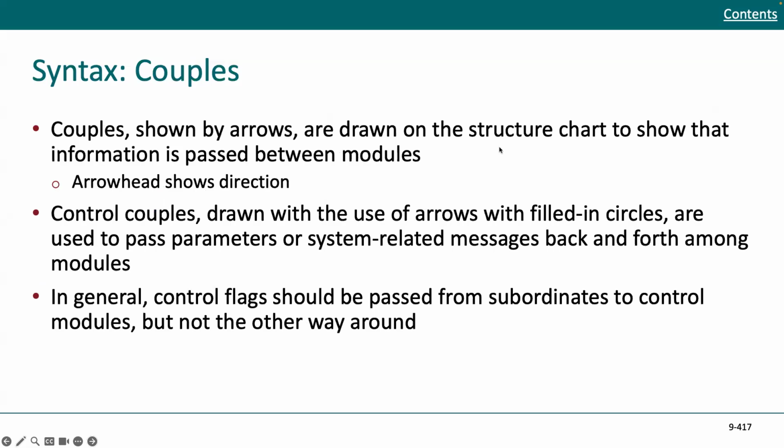In terms of couples, arrows are drawn in the structure chart to show that information is passed between modules. The arrowhead shows the direction. Control couples, drawn with arrows with filled-in circles, are used to pass parameters or system-related messages back and forth among the modules. And in general, control flags should be passed from subordinate to control modules, but not the other way around.